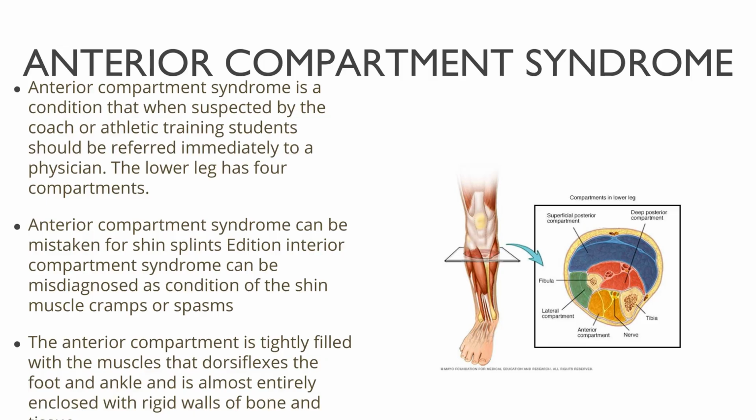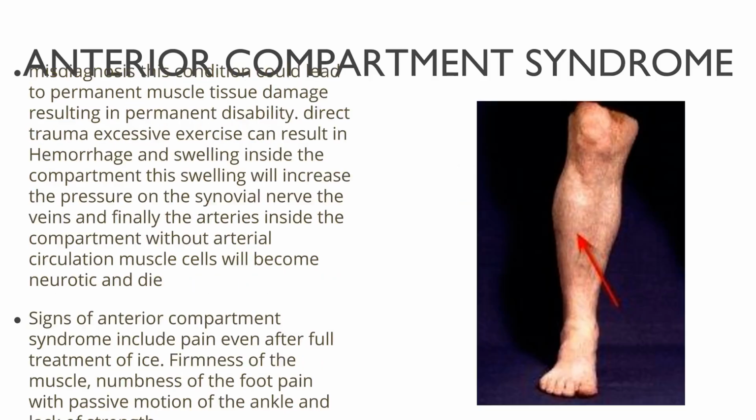Now, moving on to anterior compartment syndrome, this is a much more serious condition that requires immediate attention from a physician. The lower leg actually has 4 compartments, and the anterior compartment is tightly packed with muscles that help dorsiflex the foot. Because this compartment is surrounded by rigid structures, any swelling or increased pressure can quickly become dangerous. Anterior compartment syndrome can sometimes be mistaken for shin splints, but it's actually a different and more urgent problem, often presenting as muscle cramps or spasms.